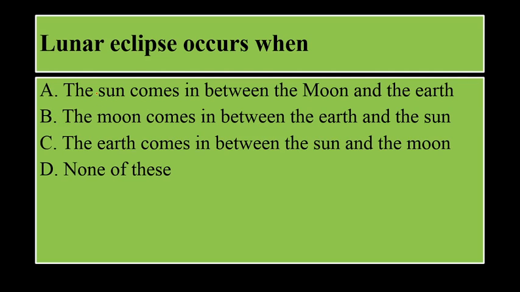Then lunar eclipse occurs when the sun comes in between the moon and the earth, the moon comes in between the earth and the sun, the earth comes in between the sun and the moon, or none of these. So lunar eclipse occurs basically when earth comes in between the sun and the moon. So how it happens is that this is the sun, here comes the earth, and its shadow falls on the moon. This is the moon. Okay, so this is what is happening in this whole process. So this is the process of lunar eclipse.